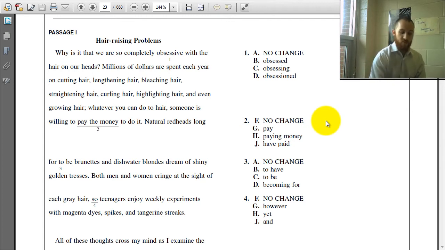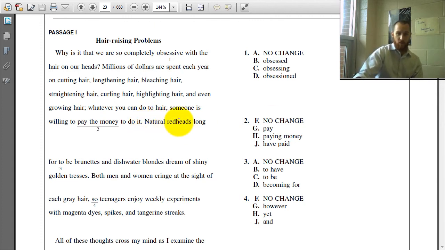So let's see. As it is written, the sentence is wordy and redundant. Willing to pay the money to do it. Well, obviously that's what you're paying with. We don't use a barter system anymore. Answer choice H, paying money, sounds awkward and is grammatically incorrect in conjunction with the phrase that precedes it, is willing to. Answer choice J is written in the past tense, while the rest of the sentence is written in the present tense and therefore must be eliminated.